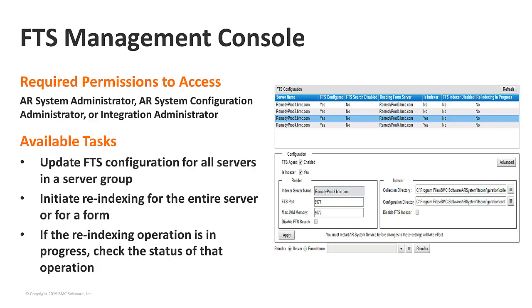From the console, you can update FTS configuration for all servers in a server group. You can initiate reindexing for the entire server or for a form. You can check if the reindexing operation is in progress and check the status of the operation. The FTS configuration panel displays the following details as well. If the selected server is FTS indexed, is it just a reader or an indexer? If it is an indexer, whether indexing is enabled or not. And again, whether the reindexing is in progress.